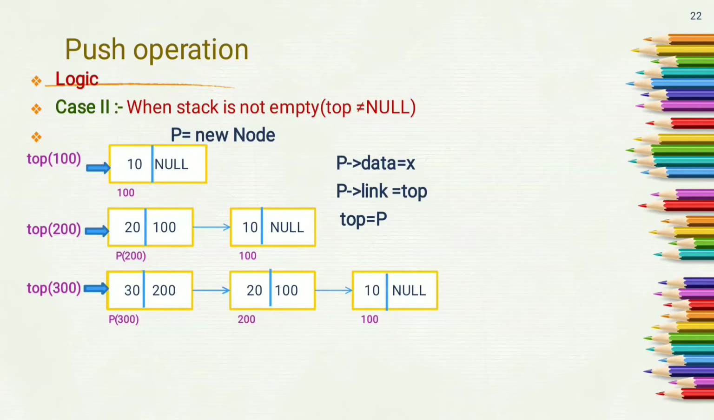So again, in the link field of p, store the value of top. So link contains address 200, which is the address of this node. Now update the top pointer with p; top is now pointing to 300, this node, instead of 200. In this way the push operation is performed over a linked stack.